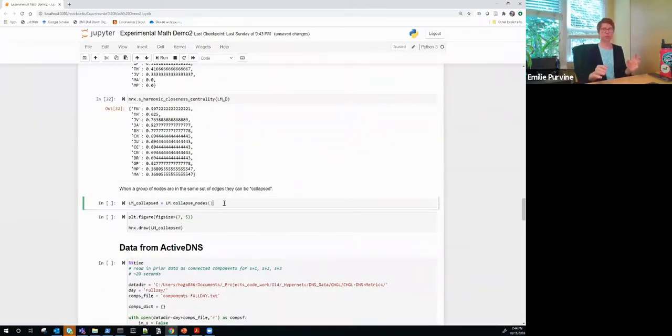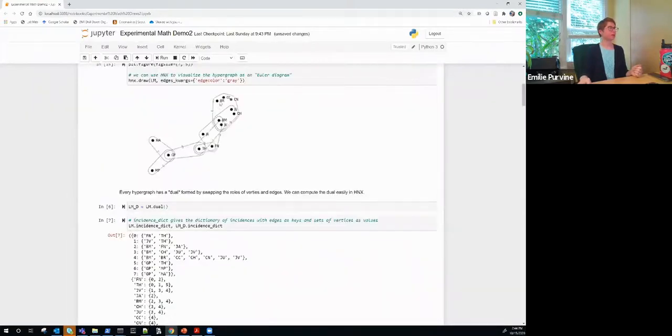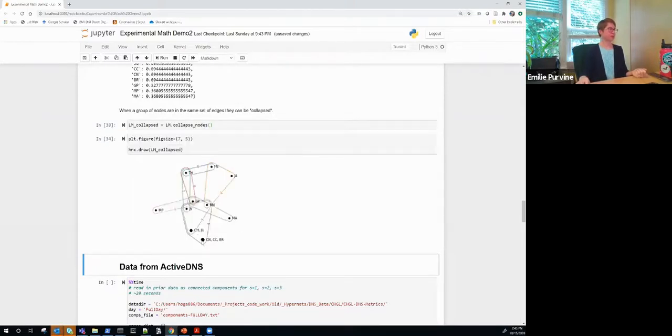And I also mentioned this notion of redundant vertices. The best illustration is up here, where I said that BR, CC, and CN kind of play the same role. They're in all the same set of edges, and so they're redundant in a way. You can collapse them into one vertex. Same thing with JU and CH. And we have a function to collapse nodes. And then you can visualize and see that it did the right thing, that it collapsed the right vertices.